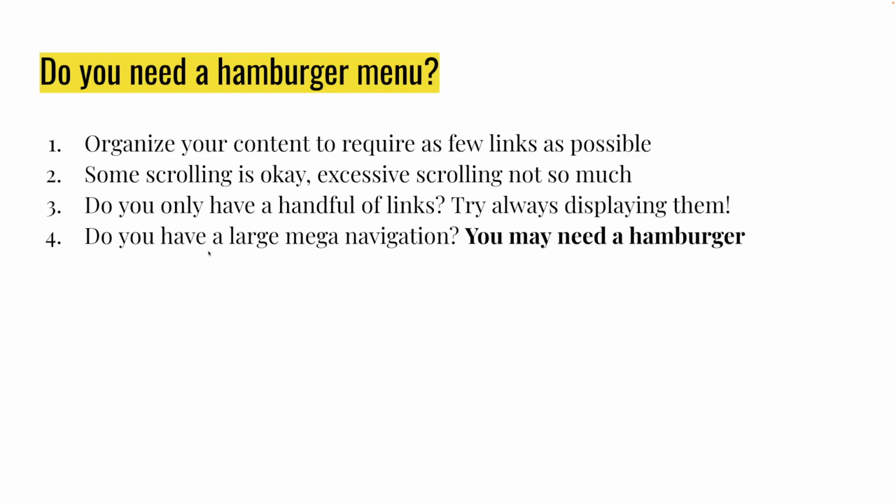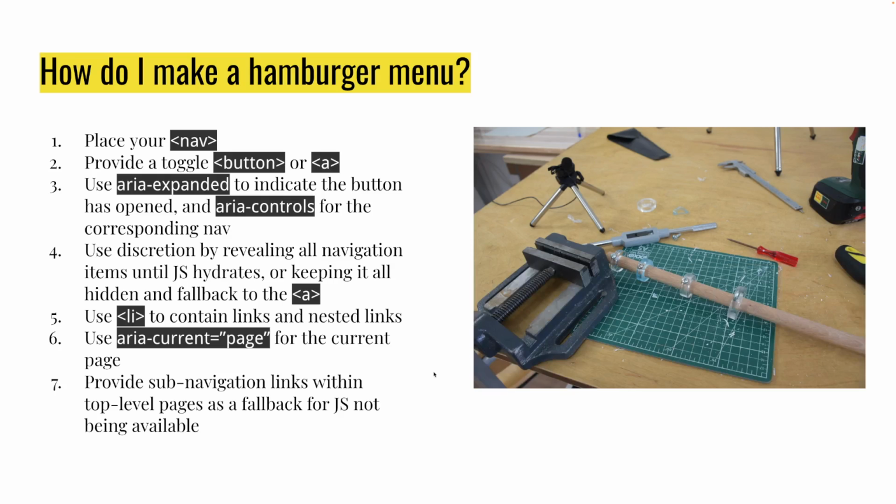And then 4, do you have a large mega navigation? You may need a hamburger, especially on small displays. And now for the fun part, the Svelte style way. How do you actually make a hamburger menu? So the parts that you need is 1, a nav element, because a nav is a landmark, and I'll show you how that works. 2, you provide a toggle button or anchor, and I actually make use of both of these, and I'll show you how.